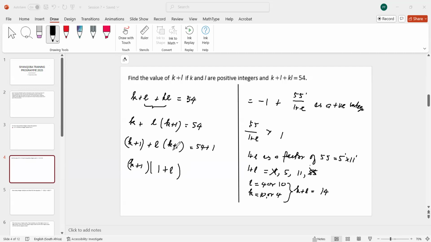And here L, if you take it out as a common factor, then on the left-hand side you get this. 54 plus 1 is 55, and there you have it. K plus 1 is a factor of 55, or even 1 plus L is a factor of 55. You come right up to this very, very quickly. Then after that, you proceed as we did before, because now you have a product of two numbers equal to 55, so each one will have to be a factor.